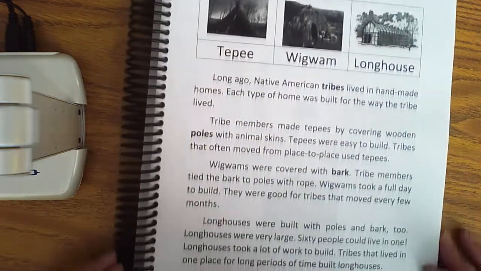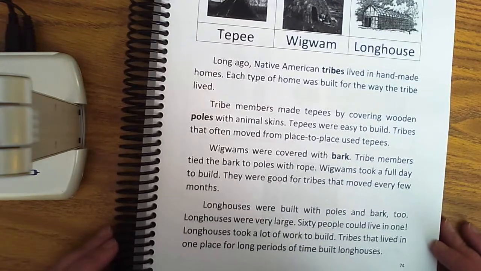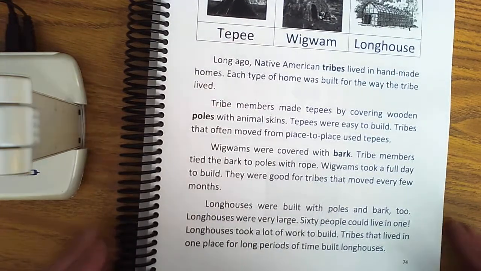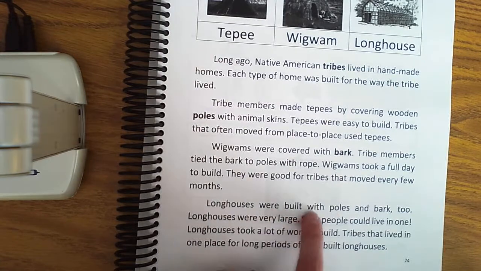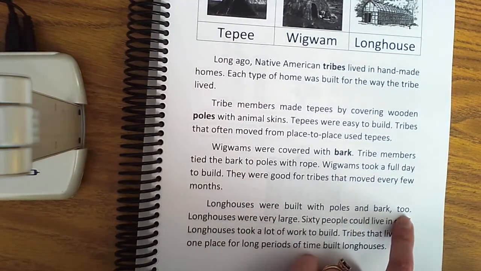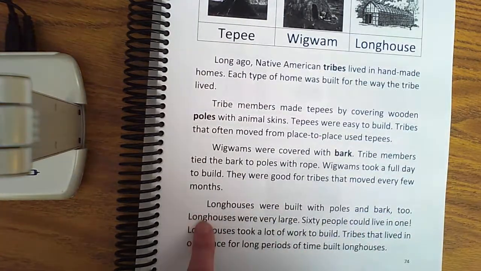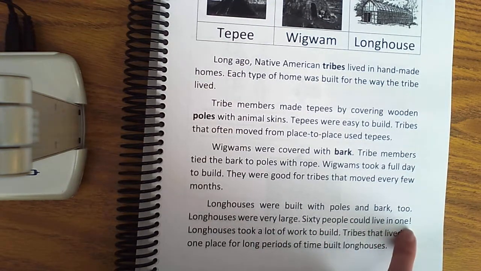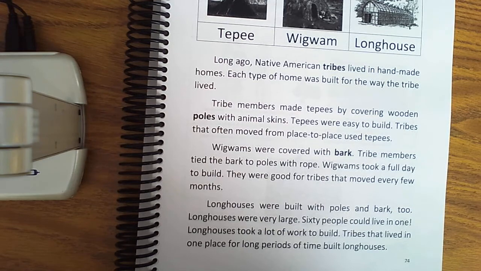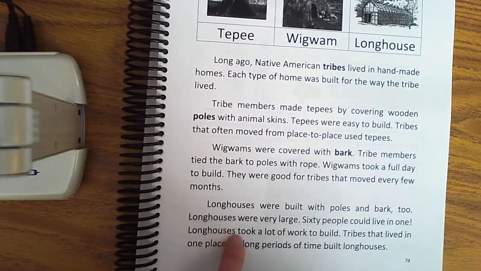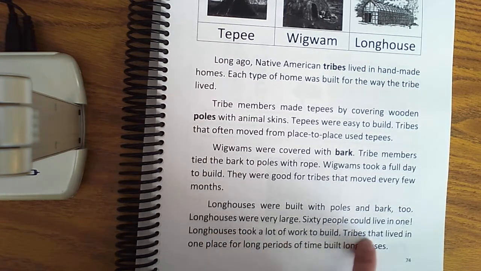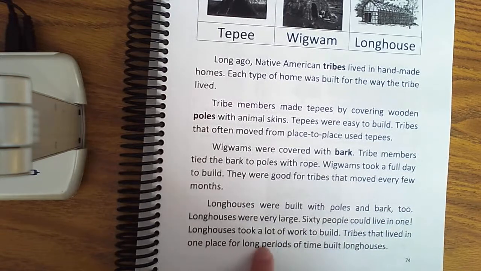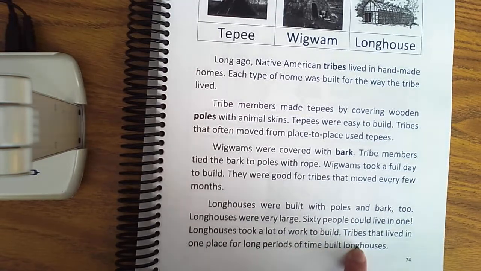I can go back to my text and read a little bit more about longhouses to remind myself of what I learned. It says longhouses were built with poles and bark too, just like the wigwams. Longhouses were very large. 60 people could live in one. Imagine a house, friends, that fits 60 people in it. Longhouses took a lot of work to build. Tribes that lived in one place for long periods of time built longhouses.